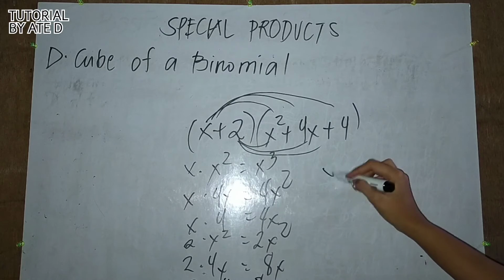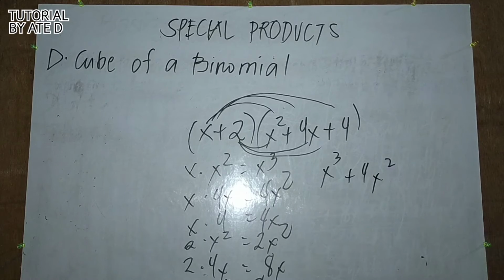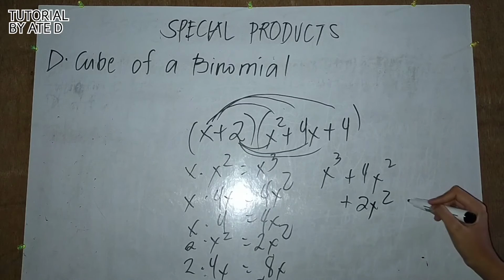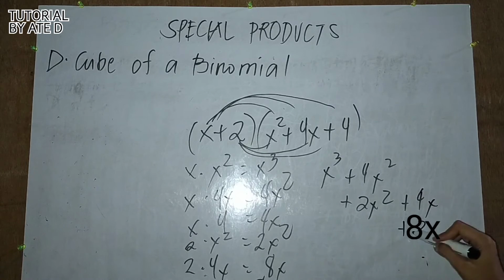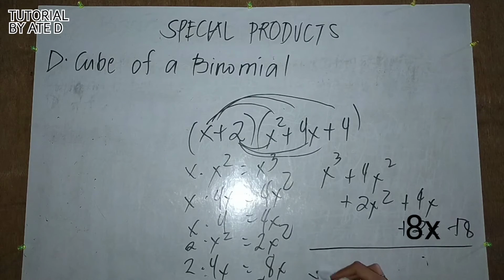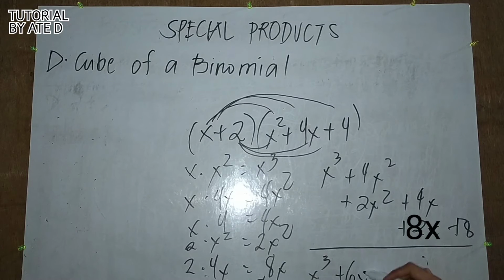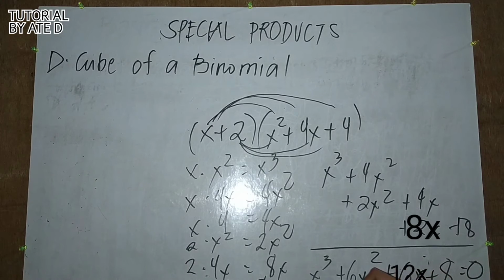So, aayusin natin. X cubed plus 4x squared plus 2x squared plus 4x plus 8x plus 8. Combining like terms, 4x squared plus 2x squared will give us 6x squared. Lastly, bringing down, 4x plus 8x is 12x, and positive 8. So, now, ito na ang cube of a binomial.